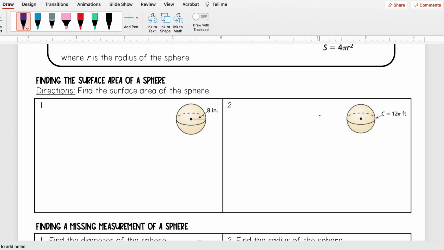So let's practice finding the surface area of a sphere. So again, my formula is S is equal to 4 pi r squared. I see my diagram here that my r, my radius, is 8 inches. So I'm going to substitute that in for r. So I have S is equal to 4 pi 8 squared. 8 squared is 64, and 64 times 4, I get 256 pi, and then 256 times pi, I get approximately that S is 804.25 inches squared.